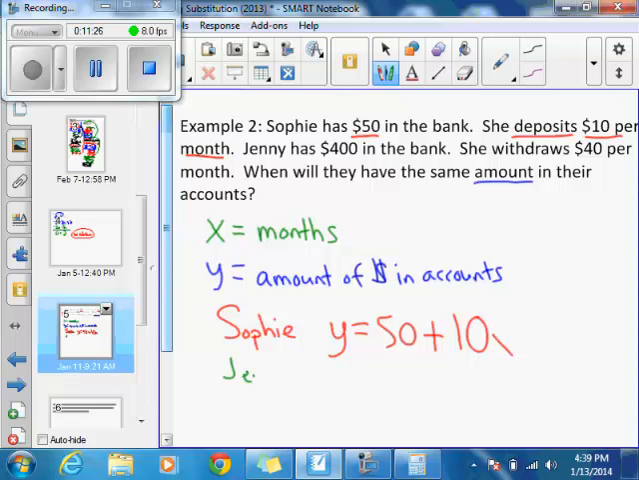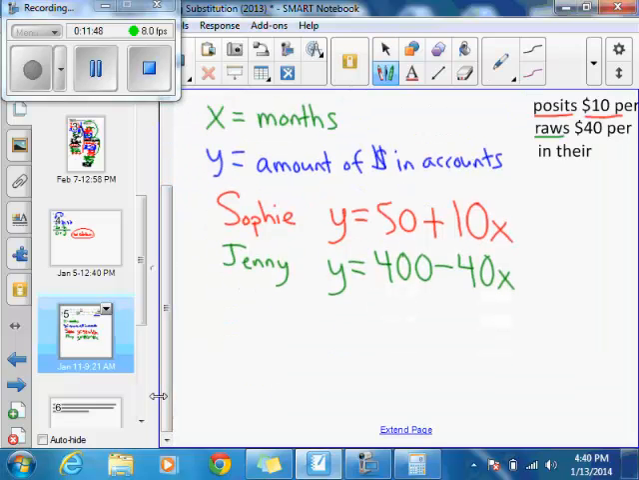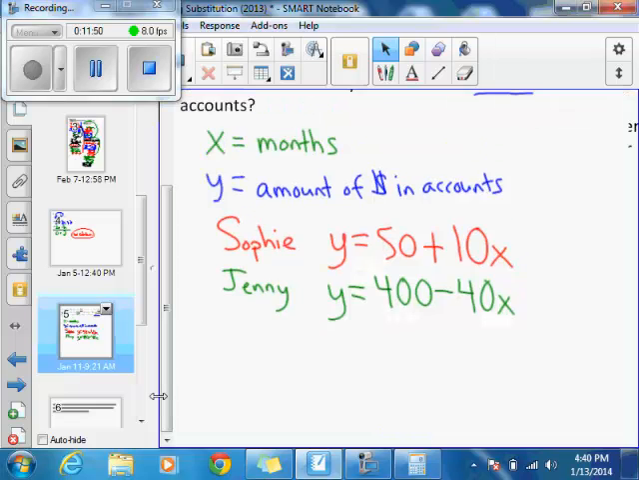Okay, Jenny. So her total, she had $400, but she's not depositing, she's actually withdrawing, so that means that we're going to subtract $40 per month. So that's 40x. And those are our two equations. So now we have our system.